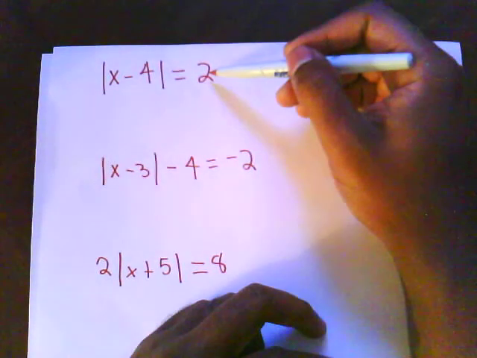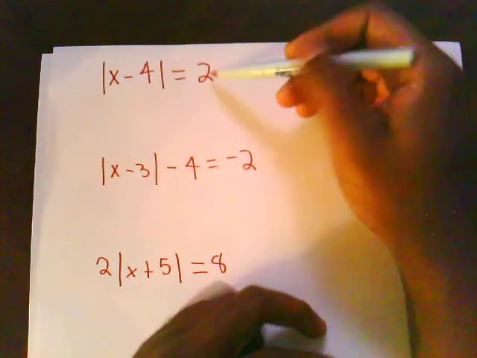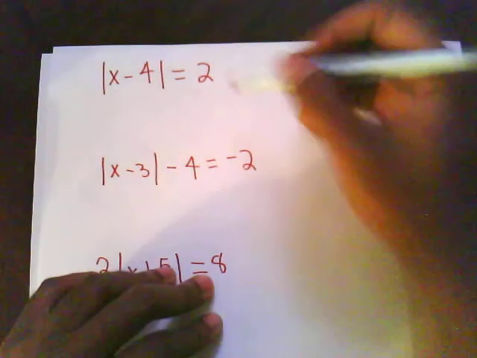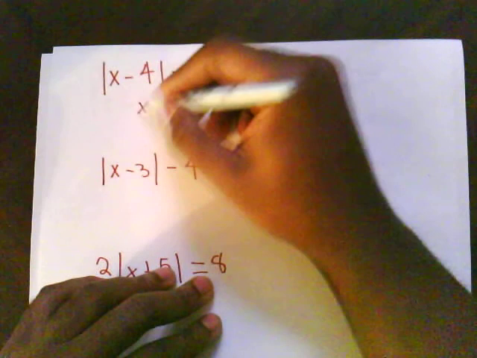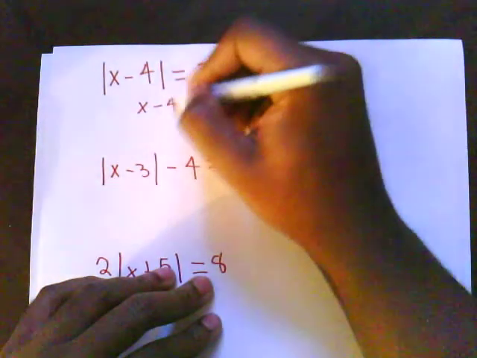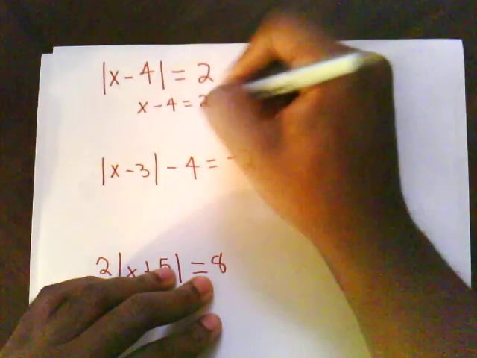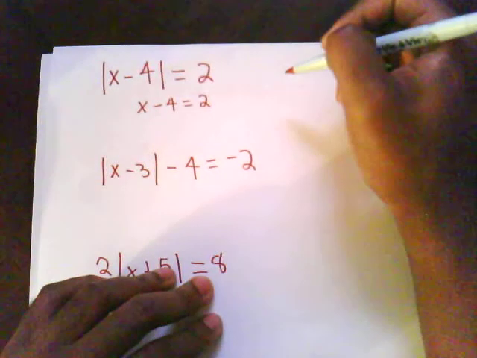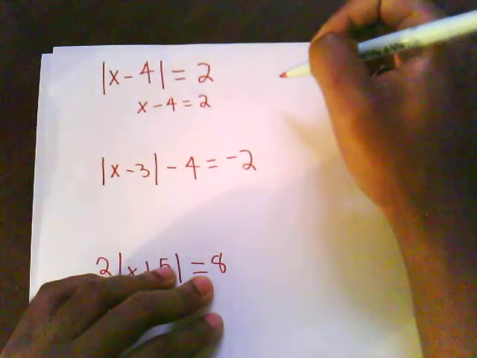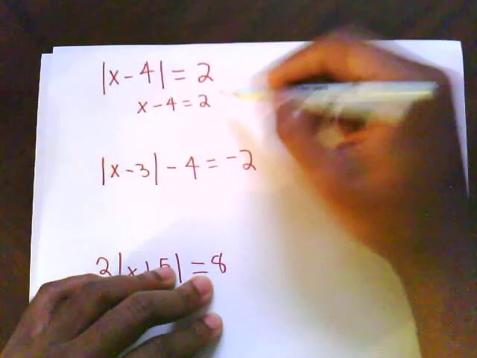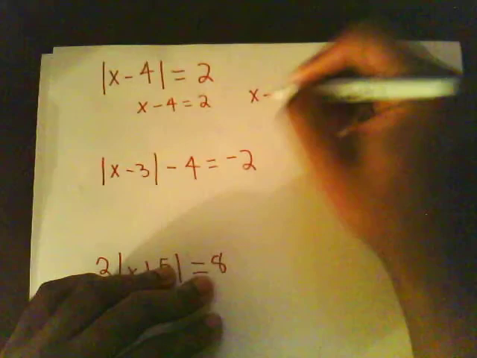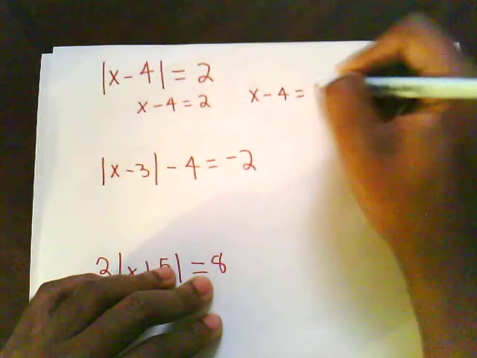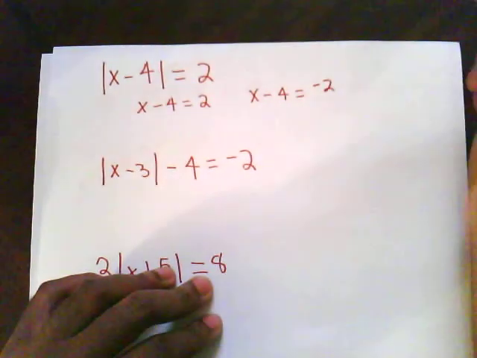What that tells us is we're going to have two answers. Well, how do we get two answers? It's simple. First, you make this x minus 4 equals 2. We no longer need the absolute value symbol. But since we have to have two answers, we also set it at x minus 4 equals negative 2. And now we simply solve both.